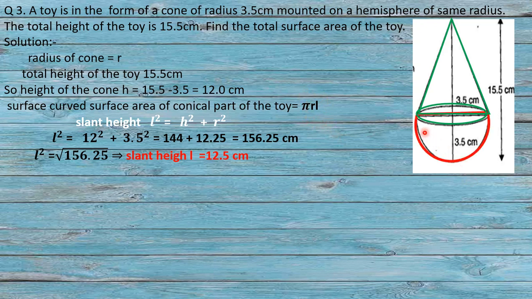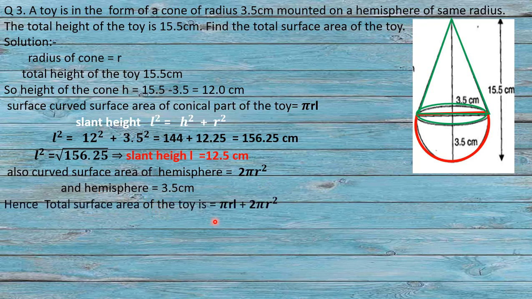Similarly, the lower part of this toy is in the shape of a hemisphere. So we have to find the CSA of the hemisphere. Now as we know, the CSA of a hemisphere is 2 pi r square, and here again the radius is 3.5 centimeters. So the total surface area of this toy becomes the sum of the curved surface area of this cone and the curved surface area of the hemisphere, that is pi r L plus 2 pi r square. Now in these two terms pi and r are common, so take pi r out common. For the rest of the quantities we get L plus 2r.